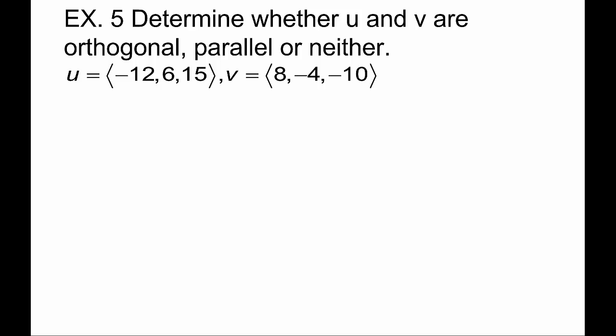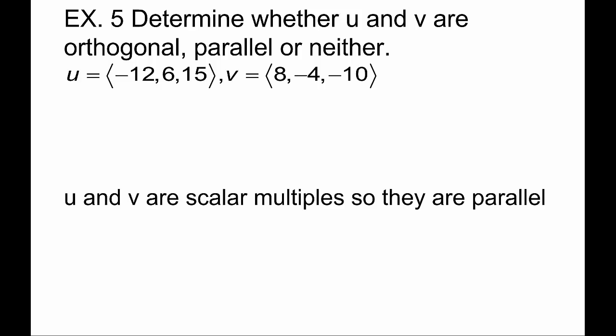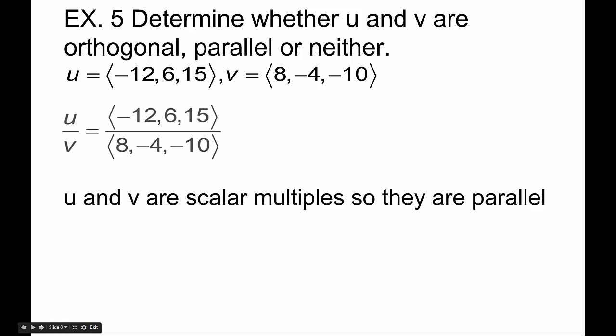So what I'm going to test first is to see if they are parallel. So I'm going to take each component and I want to divide these out to see if they equal the same number. So if I do negative 12 divided by 8, 6 divided by negative 4, and 15 divided by negative 10, all of these equal negative 3 over 2. So since they all divide to equal the same number, that means they are scalar multiples of each other and they are parallel vectors.